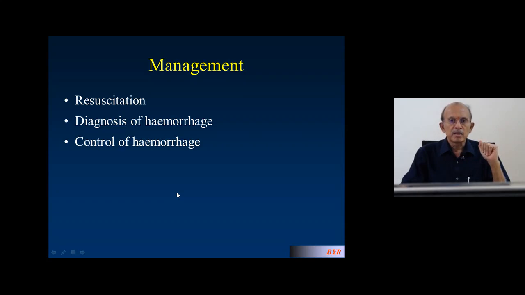Then control of hemorrhage. First, immediately you do certain first aid measures to control the bleeding. Then you do appropriate surgical procedures to control the bleeding. Then restore the blood volume. You must calculate by the patient's history as well as the clinical parameters how much blood the patient has lost, and you must restore the blood volume.